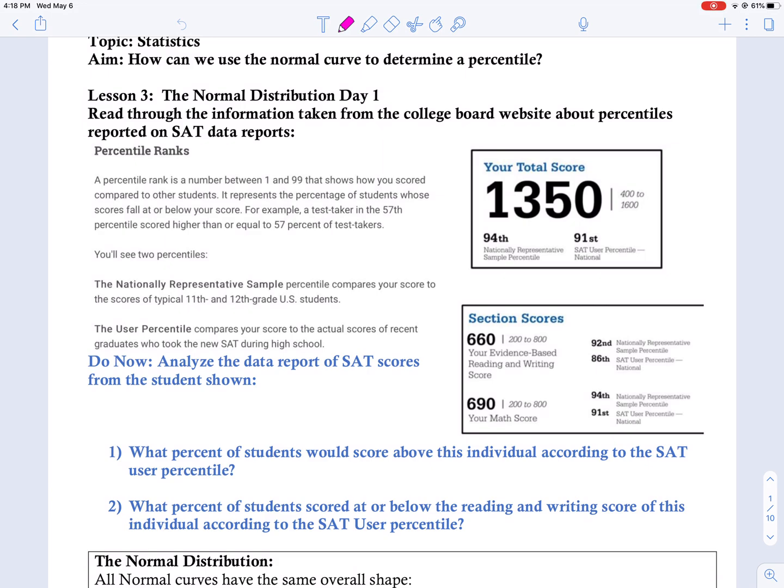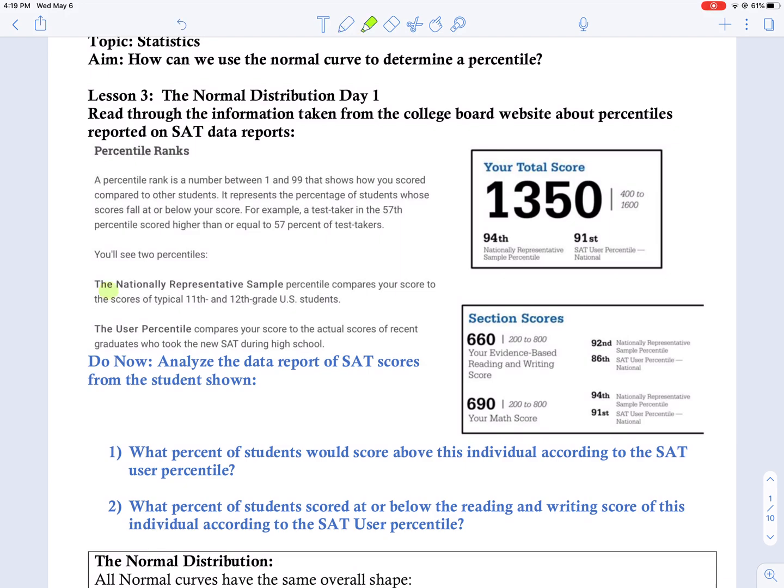So, talking about percentile ranks, a percentile rank is a number between 1 and 99 that shows how you scored compared to other students. It represents the percentage of students whose score falls at or below your score. So in other words, if somebody is in the 57th percentile, they scored higher than or equal to 57% of the test takers.